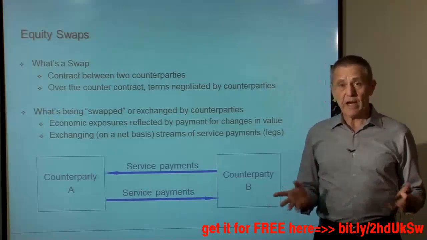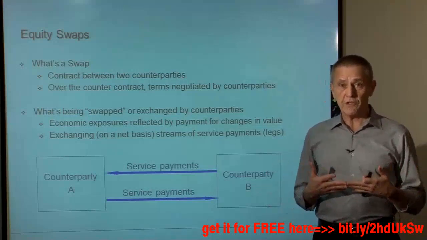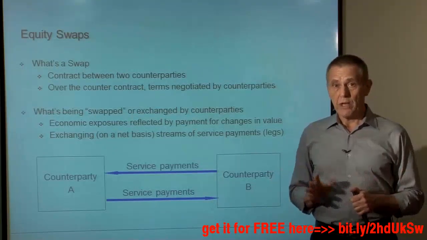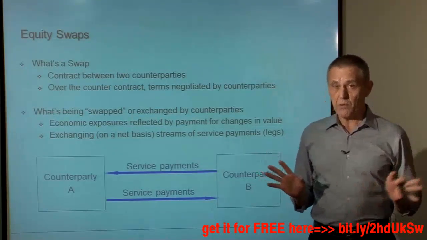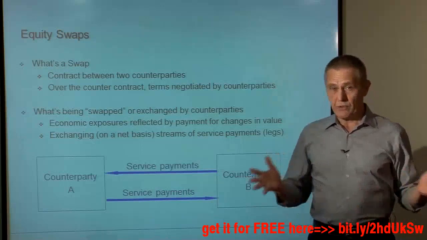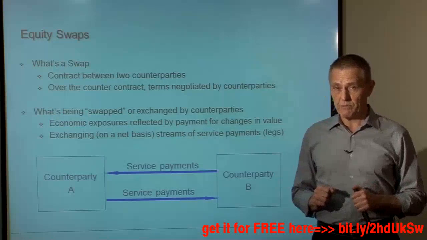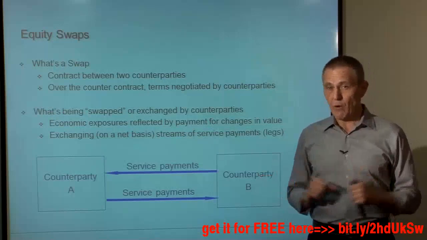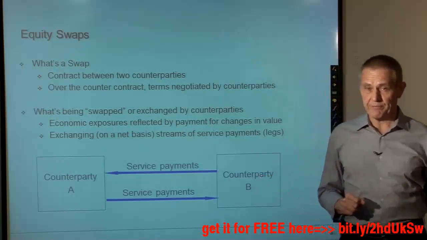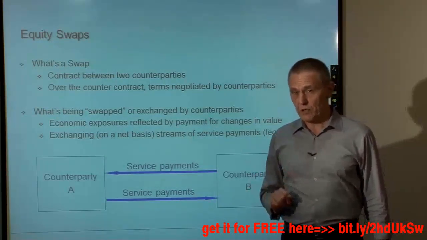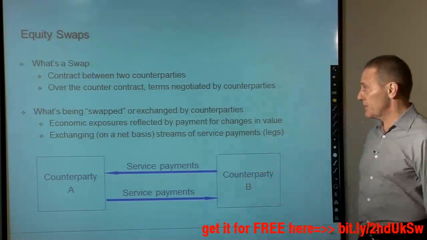The implications of that are the counterparties, the two parties to the trade or the contract, are actually negotiating all the terms. Not just what sort of exposure is being created, but also the length of the contract, the frequency of computing the value of those streams of service payments, and how often they'll make some money adjustments for that. So again, swaps are over-the-counter contracts where all the terms are negotiated between the two counterparties.